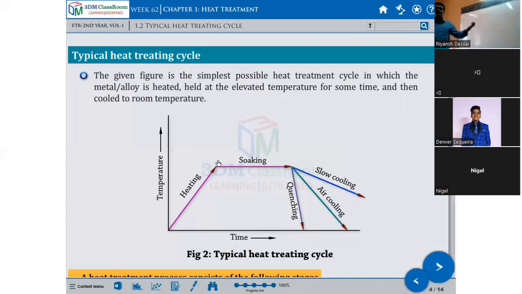This is the heat treatment cycle. It may be a temperature statement.